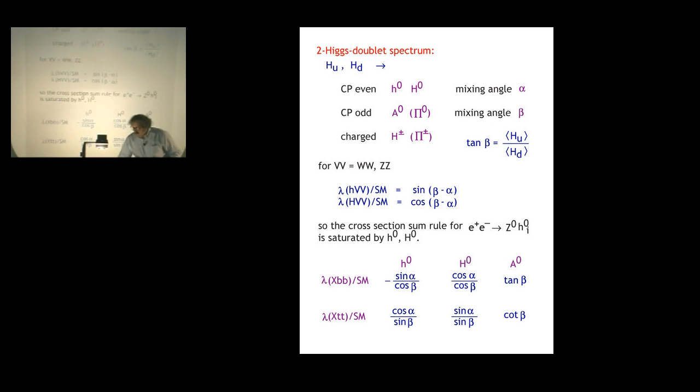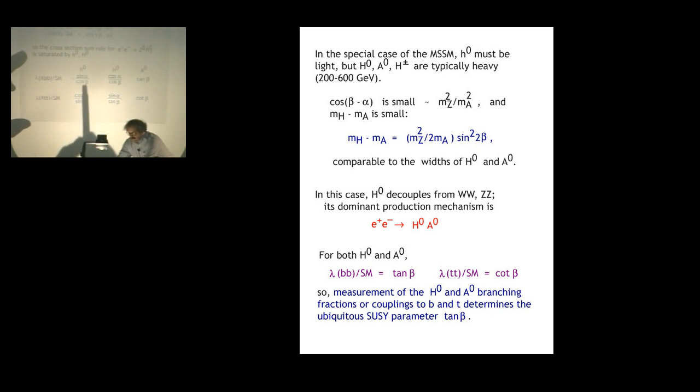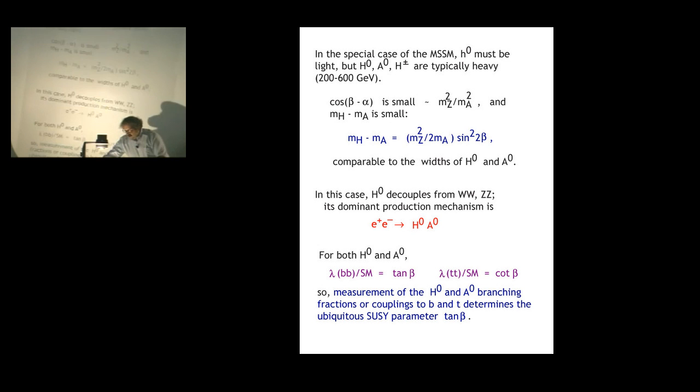In terms of these angles, the couplings to WW and ZZ are given like this. The little h with the sine of an angle, the capital H with the cosine of an angle. So the sum of the squares is 1, and this is the sum rule for the e+ e- to Z Higgs cross-section that I referred to earlier in the talk. I think I listed these relations earlier in the talk, and here are the comparable relations for the heavy Higgses. Actually, in view of the time, I'd just like to go to the special case of the MSSM.